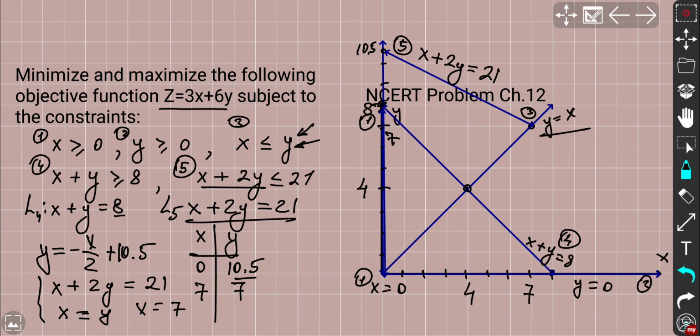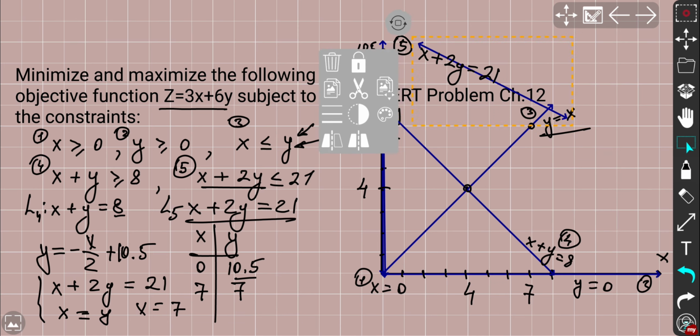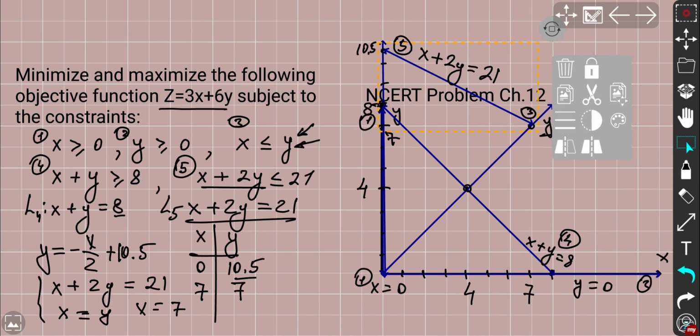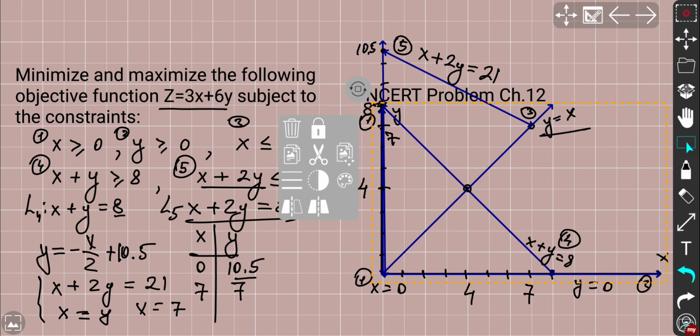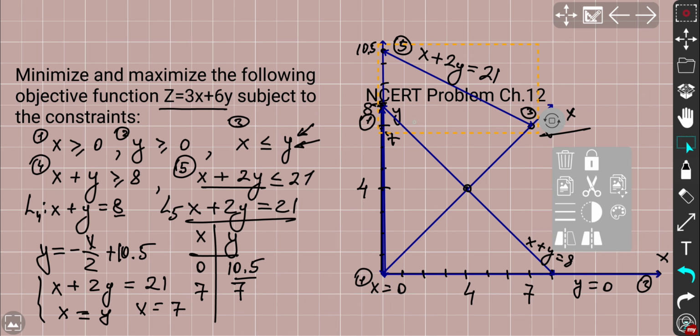So where's my region? My region is here. Okay, so maybe, oh no, sorry, it doesn't work for some reason. Okay, so we have an NCERT problem, chapter 12, exactly in the region. Anyway, right now I've got a vertex point here, here, here, and here. And I've got all the coordinates.